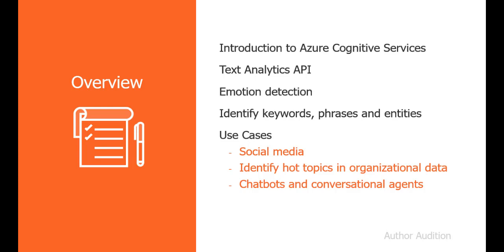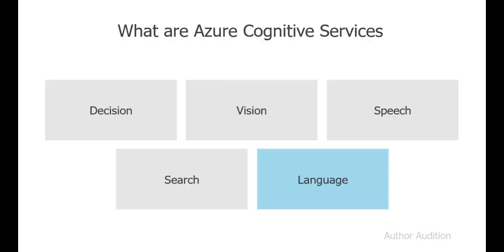So what are Azure Cognitive Services? They're a comprehensive family of AI services that help you build intelligent applications. Cognitive Services bring AI within the reach of every developer without any prior machine learning experience. All it takes is an API call to embed the AI capabilities into your existing applications.